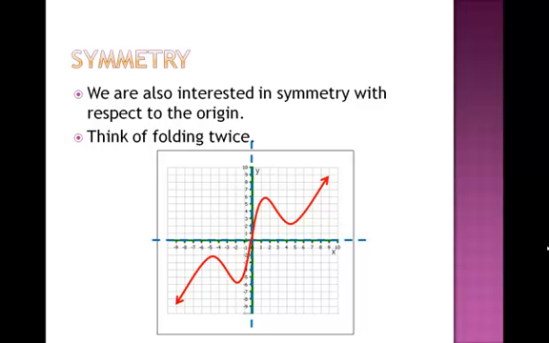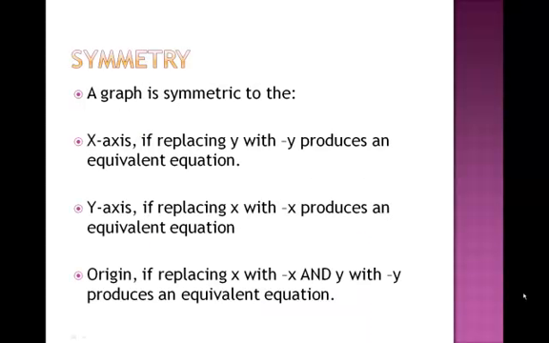Now another way that you can visualize this is that you're basically taking the graph and rotating it 180 degrees. As long as it does that rotation and then matches up on itself, that's how you know it has symmetry with respect to the origin. Now hopefully after seeing a few of those examples you have a much better idea of what it means to be symmetric when we start talking about graphs.